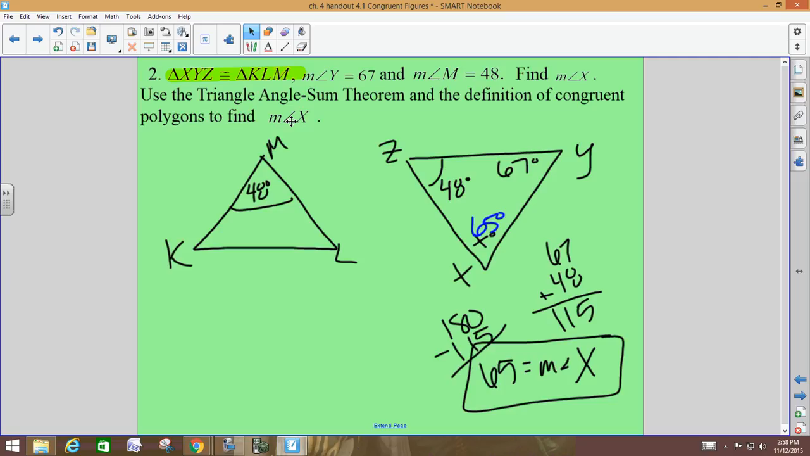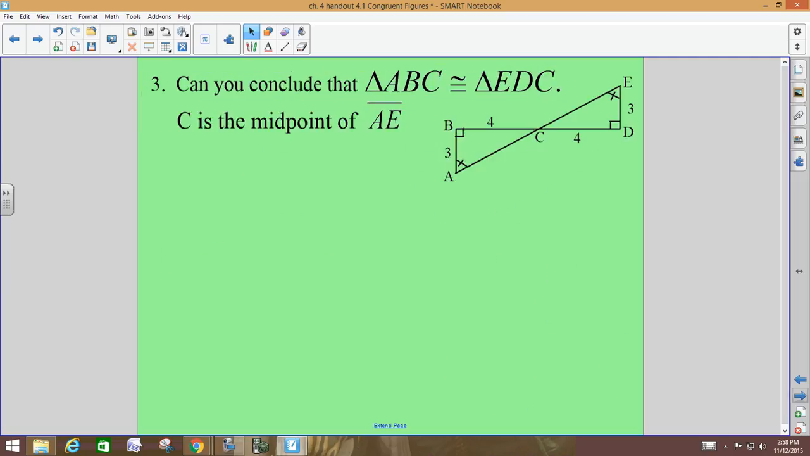Are we good on 3, 2? Okay, number 3 then. Can you conclude that triangle ABC is congruent to triangle EDC? Put in there this statement, I forgot to write it on there for you, that C is the midpoint of AE. C is the midpoint of segment AE.